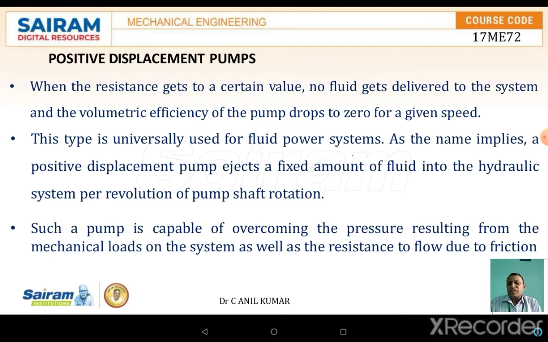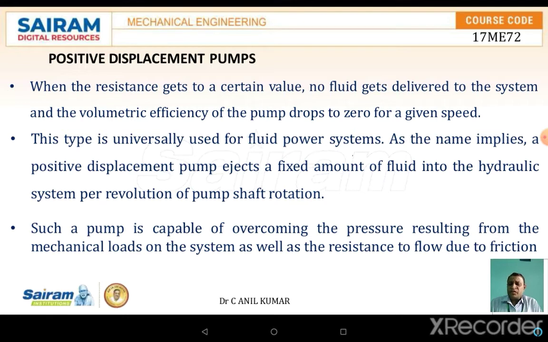The next part we are discussing is the positive displacement pump. Positive displacement pumps are pumps in which, when the resistance reaches a certain value, the fluid is no longer delivered to the system and the volumetric efficiency of the pump drops to zero for a given speed.